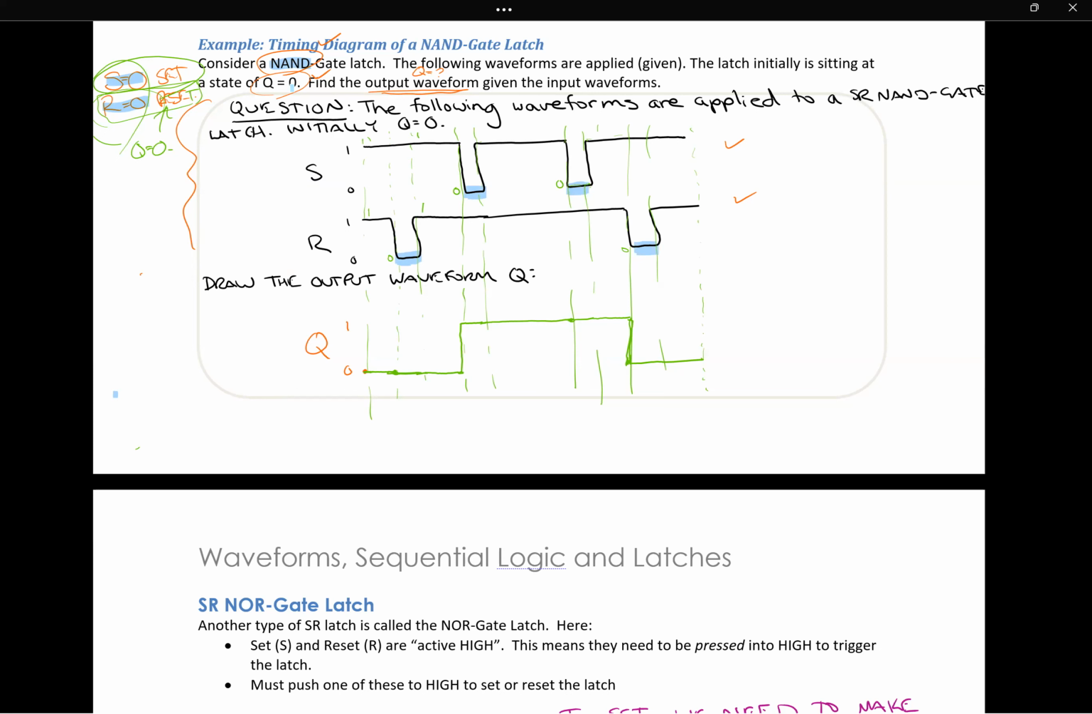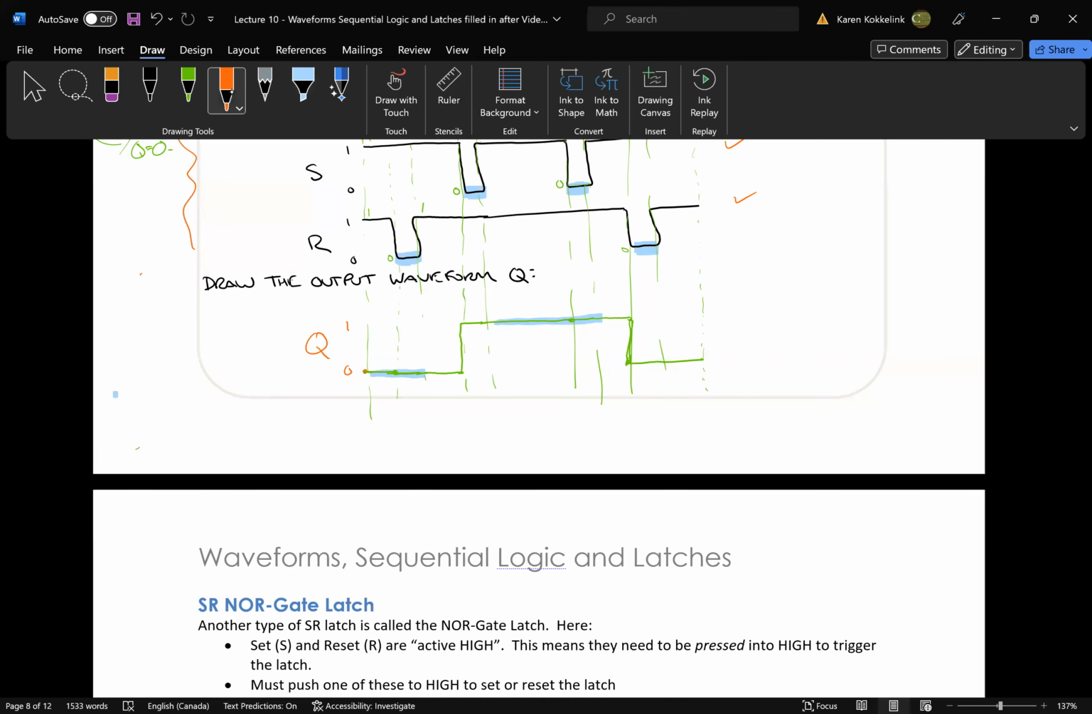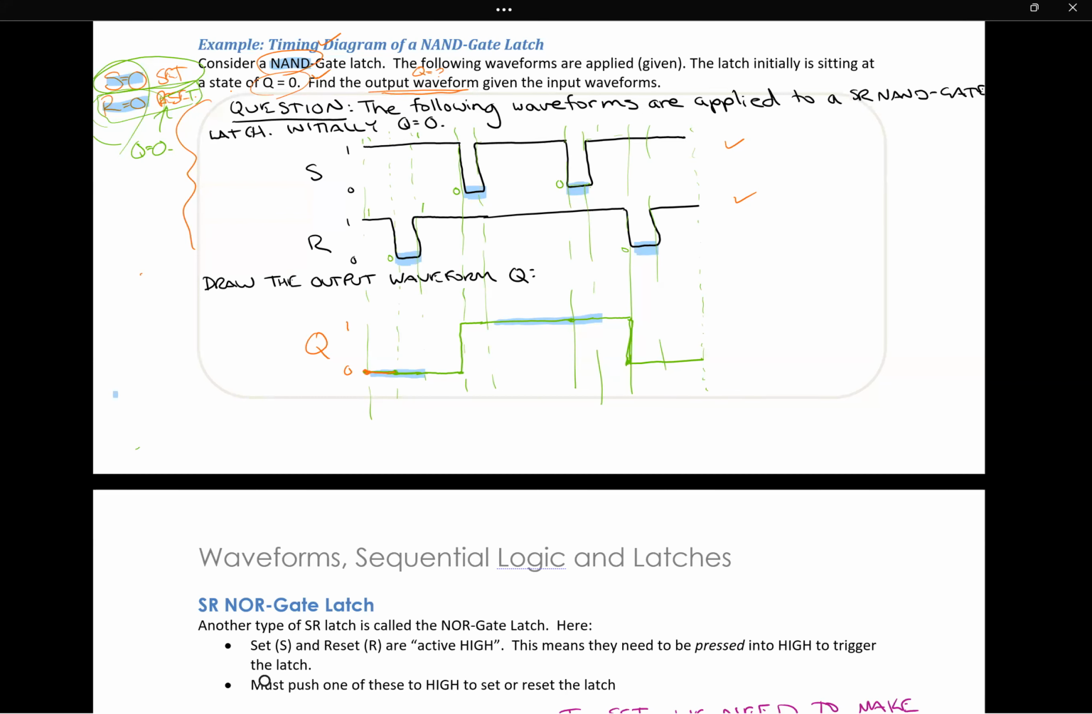But if I were already set, then this one was a moot point. I was already reset, so this one was kind of a moot point too. Let's grab a different color. I started reset, I tried to reset it, and I was already reset. I tried to set it, so that worked. I tried to set it again, I'm just pressing the button, it's already set. And then I try to reset it. There we go, we got it reset. Perfect. That's an example of a NAND gate latch, setting and resetting the NAND gate latch over time.